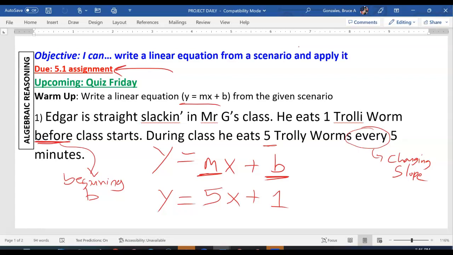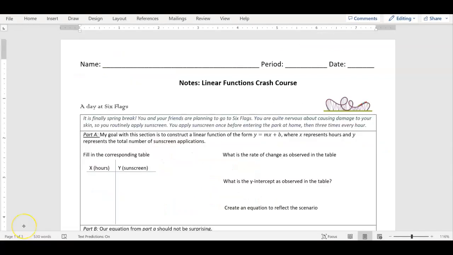Now, I know I passed this out yesterday. I want you to pull this out. It says Notes, Linear Functions Crash Course. We're going to go over this. If you weren't here, then this is where you get it. But I definitely passed this out yesterday, so see if you have this. If not, come get it right here. We're going to go over that real quick before I give you an assignment on that. It's called Linear Functions Crash Course. Is everybody looking at this paper?